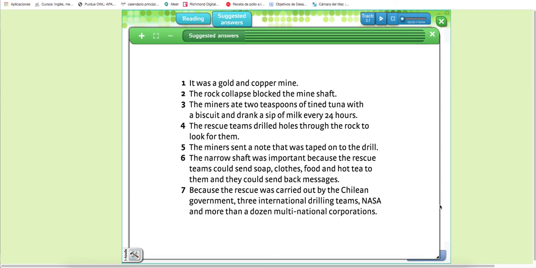Number 4, the rescue teams drill holes through the rock to look for them. So this was a bit far from the answer. Number 5, the miners sent a note that was taped onto the drill. So it was okay. Number 6, the narrow shaft was important because the rescue team could send soap, clothes, food, and hot tea. So yeah, it was the means of communication. So good. And number 7, because the rescue was carried out by the Chilean government, so 3 international drilling teams like NASA and a lot of people were part of this rescue.